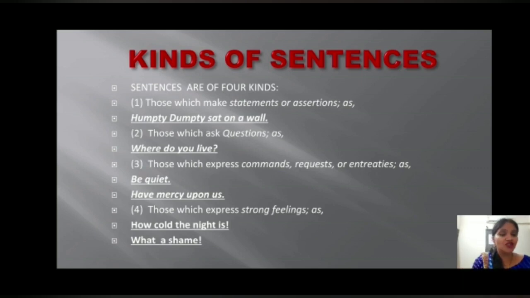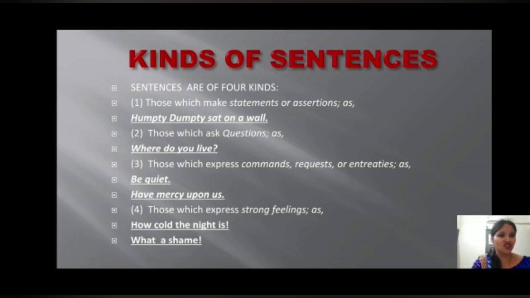Ah, ouch, alas, oh my god, wow. These are the words which express sudden feelings. For example, as I've written, how cold the night is. We have used an exclamatory mark over here. That is the first symbol of recognizing an exclamatory sentence.